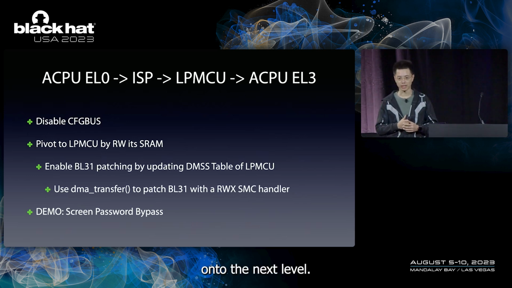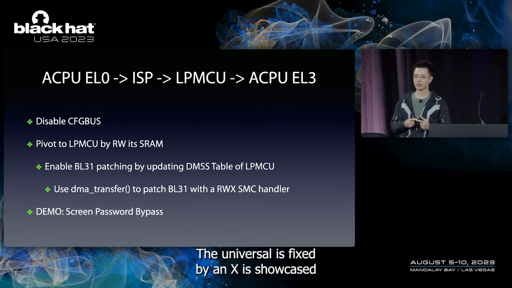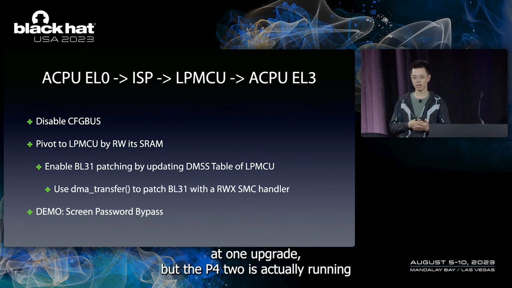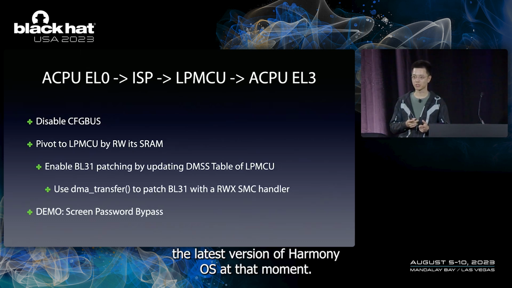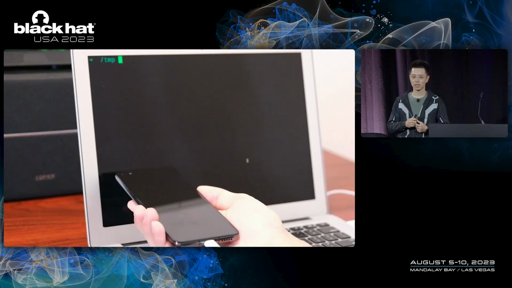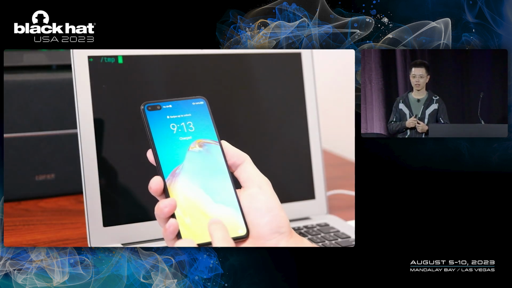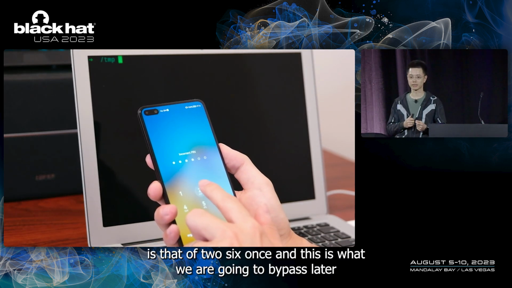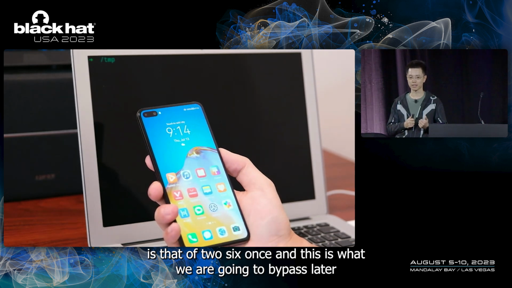Okay, let's move on to the next demo. The universal ISP exploit is showcased on a P40 device, as our Mate40 is used for a decryption oracle and won't upgrade. But the P40 is actually running the latest version of Harmony OS at that moment. Please notice that for the demonstration, the correct screen password is set to 6 ones, and this is what we're going to bypass later.